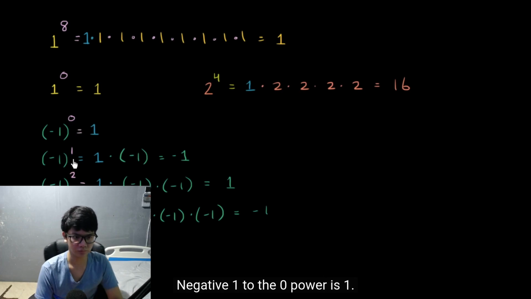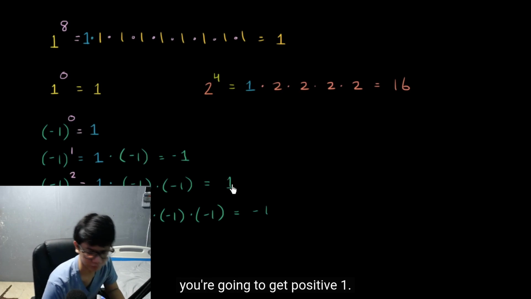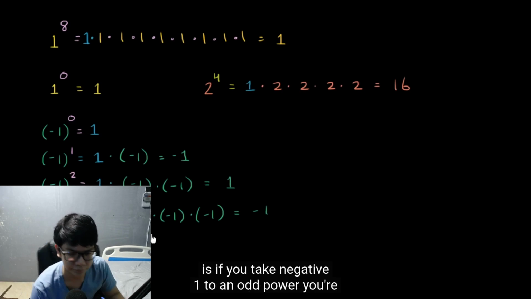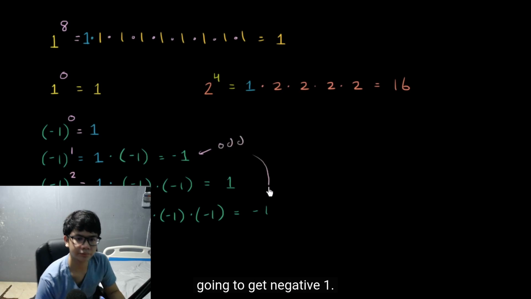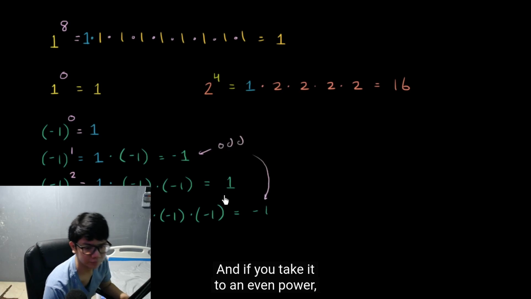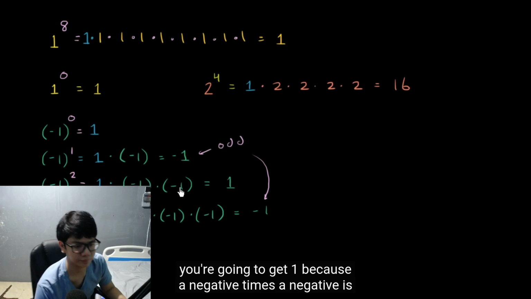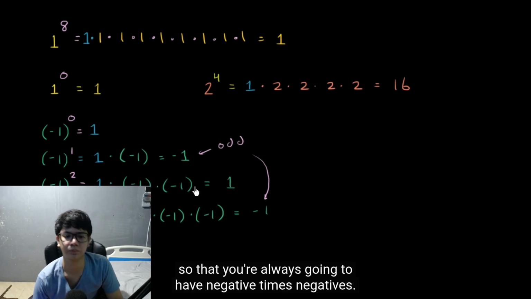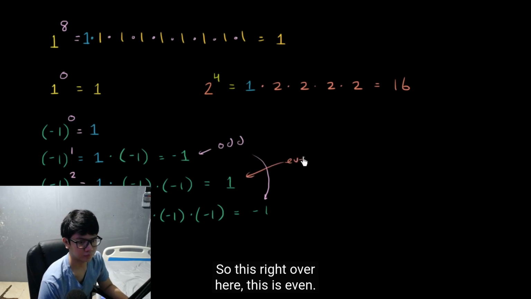Negative 1 to the 0th power is 1. Negative 1 to the first power is negative 1. Then you multiply by negative 1 again to get positive 1. Then you multiply by negative 1 again to get negative 1. And the pattern you might be seeing is if you take negative 1 to an odd power, you're going to get a negative 1. And if you take it to an even power, you're going to get 1, because a negative times a negative is going to be the positive, and you're going to have an even number of negatives, so you're always going to have negative times negatives. So this right over here, this is even. Even is going to be positive 1.